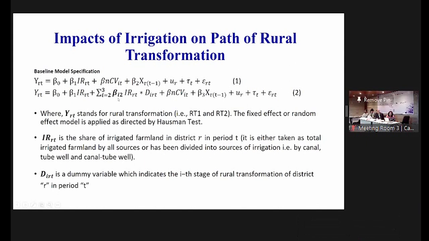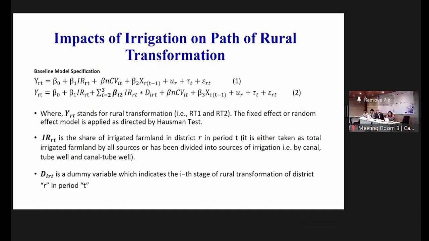prices as well. In the other model, we also consider the stages of rural transformation. I have already explained the 3 stages: stage 1 will be considered as the base, and stage 2 and stage 3 will be part of the model, and we'll compare the results accordingly. If for stage 2 we have a positive value, that means the impact is very pronounced in stage 2, and if stage 3 has an even higher coefficient than stage 2, that shows the relationship could be even more pronounced in stage 3.